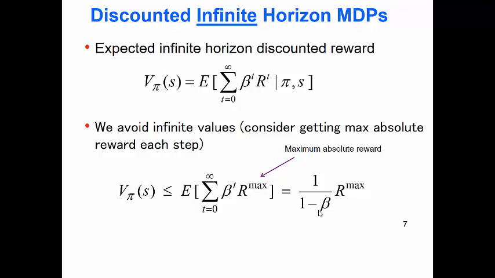And you can sort of see why from this expression. So if we said we're in a finite horizon setting, right? Finite horizon, you had a horizon of h, and you get a max reward every time step, what's the value going to be? H times R max, right? So here we see the max we could get is R max times 1 over 1 minus beta. And so 1 over 1 minus beta is kind of playing the role of this effective horizon.